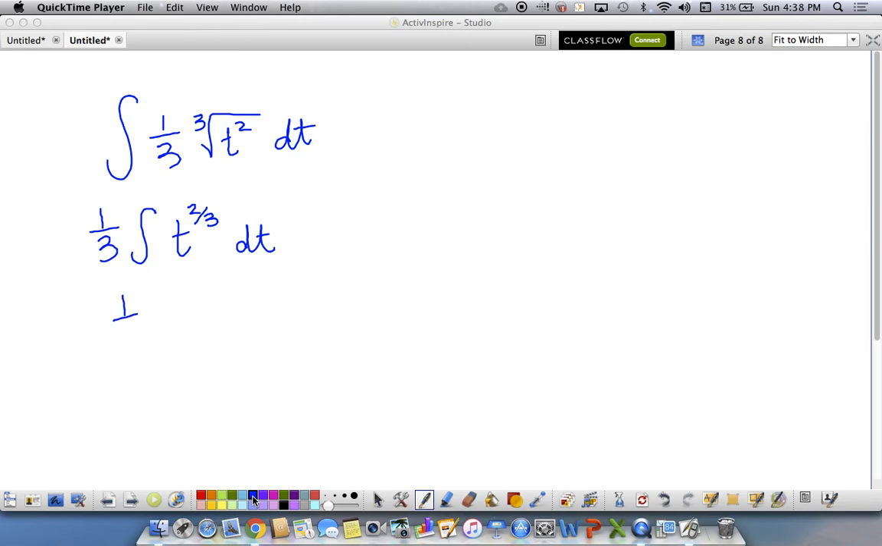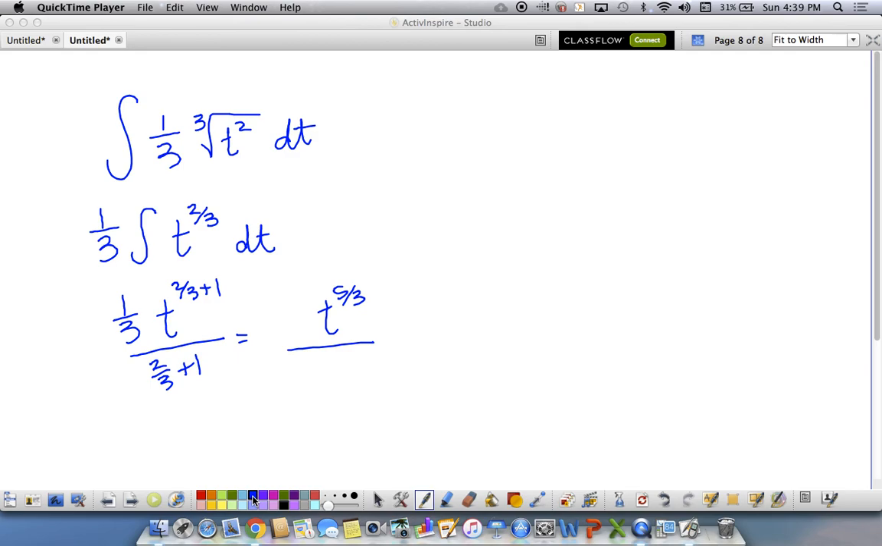So I'm going to have the 1/3 on the outside. T raised to the 2/3 plus 1 divided by 2/3 plus 1. Okay? I have to add some fractions. It's going to happen. So t, 2/3 plus 1, that should be 5/3. So I'm going to have a t to the 5/3. And I'm going to have a 1/3 divided by 5/3.